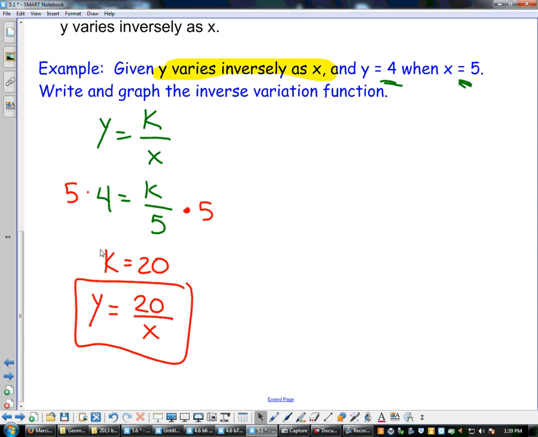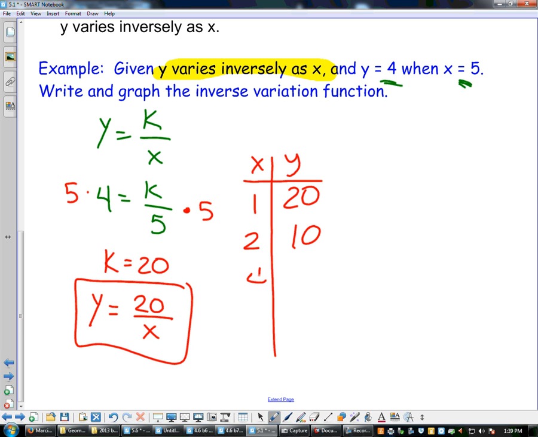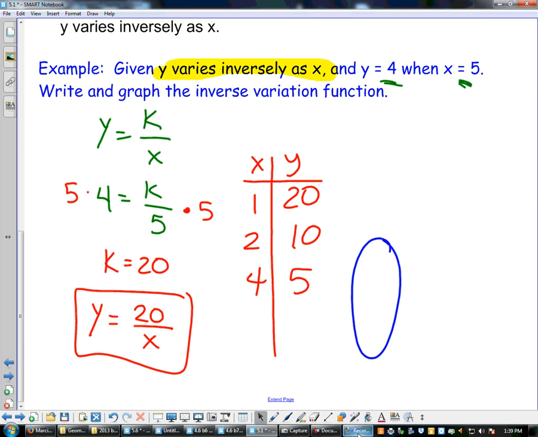That's our answer. And when we do a graph, we could plot a few points so you see what's going on. If I choose x to be 1, y is going to be 20 divided by 1. That's 20. If I choose x to be 2, I get 20 divided by 2 is 10. If I choose x to be 4, 20 divided by 4 is equal to 5. Notice as my x values are going up, 1, 2, 4, my y values are going down, 20, 10, 5. So when we graph this, it's an interesting graph. Let's graph it on the calculator. We're graphing y equals 20 divided by x.